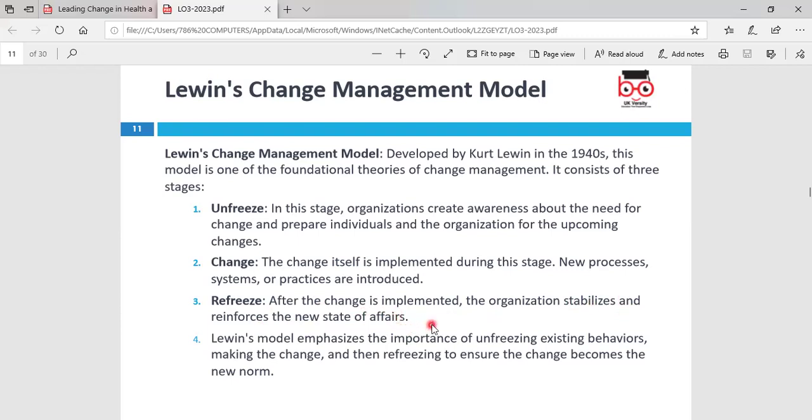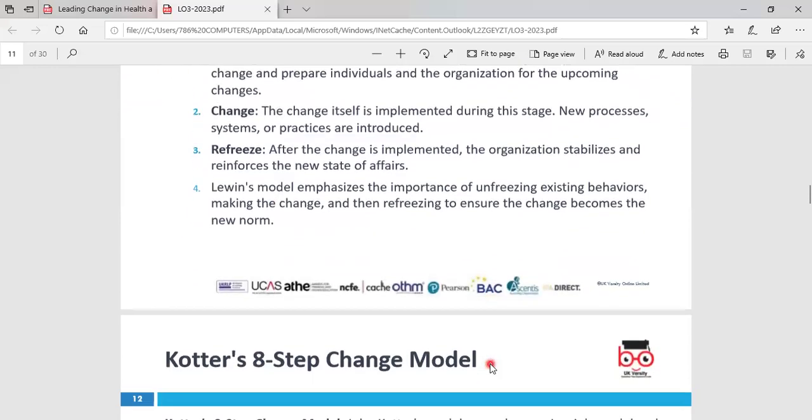So the new changes that have been implemented are then going to be highlighted. This model emphasizes the importance of unfreezing, seeing what is there and what is not there, making the change, and then refreezing. So this is how you're managing. You're getting rid of whatever was not needed, you have a new change, and then you are again freezing those changes, so that they become the new norm.